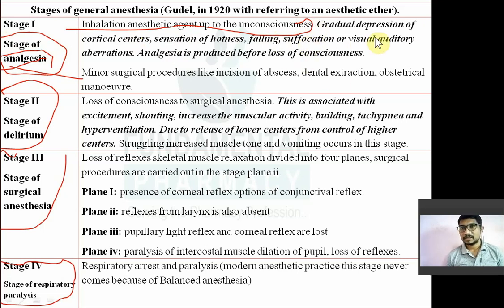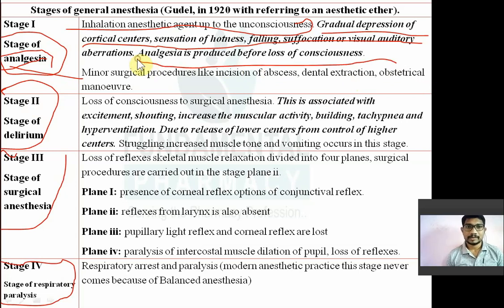What happens in this stage: gradual depression of cortical centers, loss of sensation, then hotness sensation, then falling and suffocation sensations, visual and auditory disturbances. In this stage, analgesia is produced before the loss of consciousness. Analgesia means loss of pain sensation. Here you can do minor surgical procedures like incision of abscesses, dental extraction and obstetrical maneuvers.